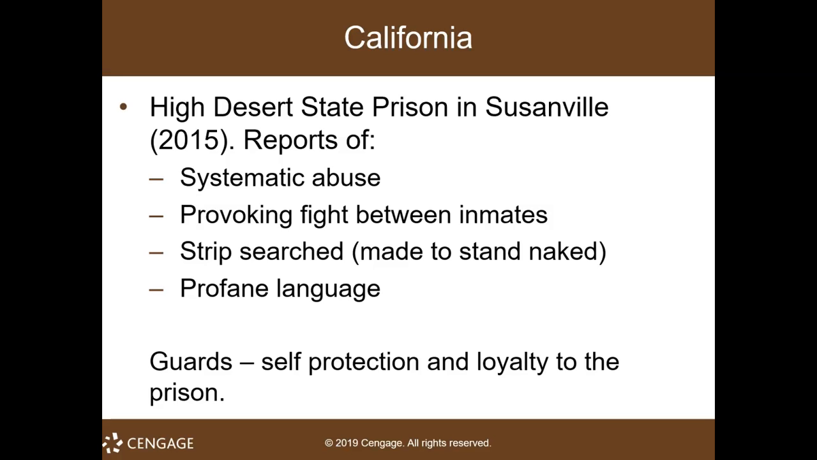So now we're moving to some issues that happened at the High Desert State Prison in Susanville in 2015. Reports of systematic abuse, provoking fights between inmates, strip searches, meaning making people stand there naked, and a lot of profane, unnecessary language. And the guards themselves, basically self-protection and loyalty to the prison was really one of the ways to kind of keep their group together, right?